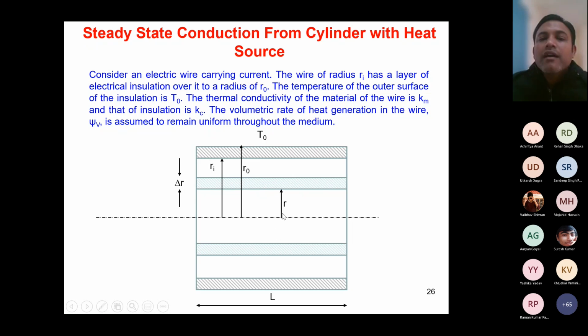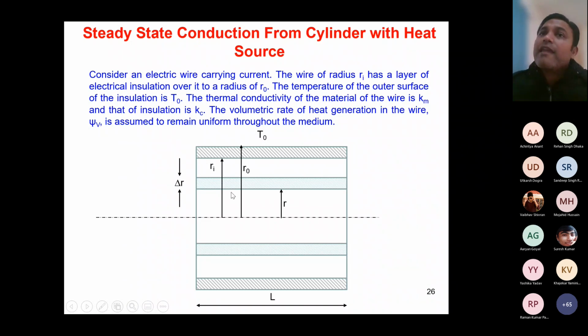What I'm saying is the metal wire inside is carrying a current, and since there will be some resistance to the flow of the current, heat will be generated in the metal wire. So that is why we are using a generation term in this shell balance of the metal wire. Whereas no current is flowing through the insulation layer outside, and therefore heat will not be generated in the insulation layer.